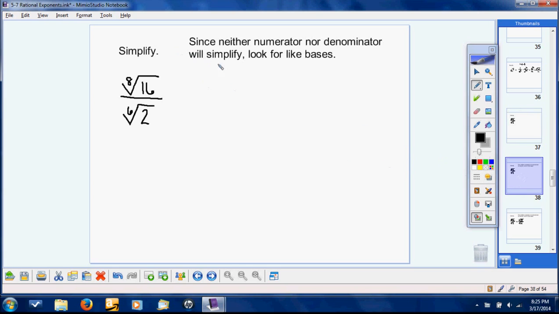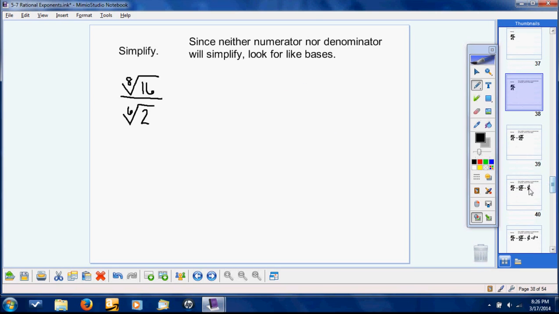Now, neither the numerator nor the denominator will simplify. The 8th root of 16 all by itself, you're not going to find a whole number answer. It's going to be a decimal. The 6th root of 2, once again, won't work. You're going to find a decimal. So you need to begin to work through the problem so that you can simplify it as much as possible. Now, unfortunately, with these, your calculator can help you, but if you try and put it in, it's not going to give you the answer in radical form.